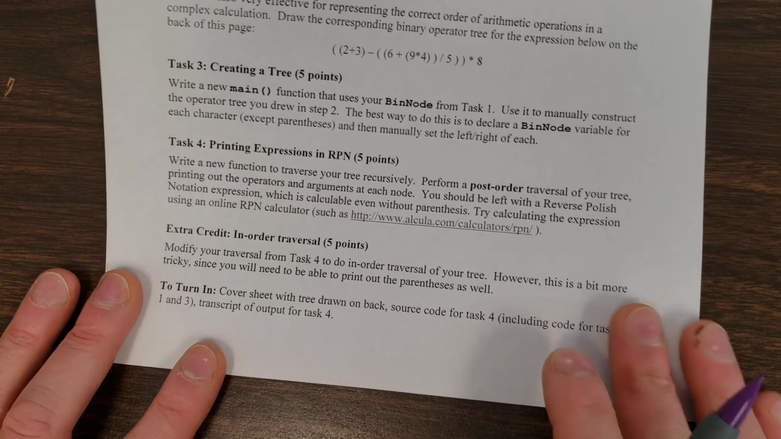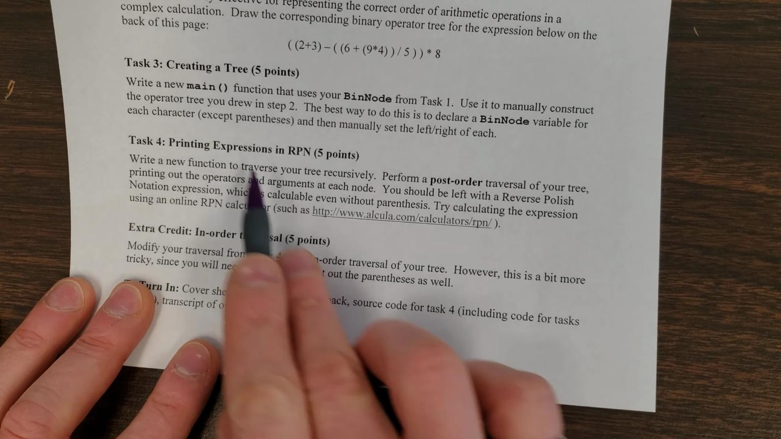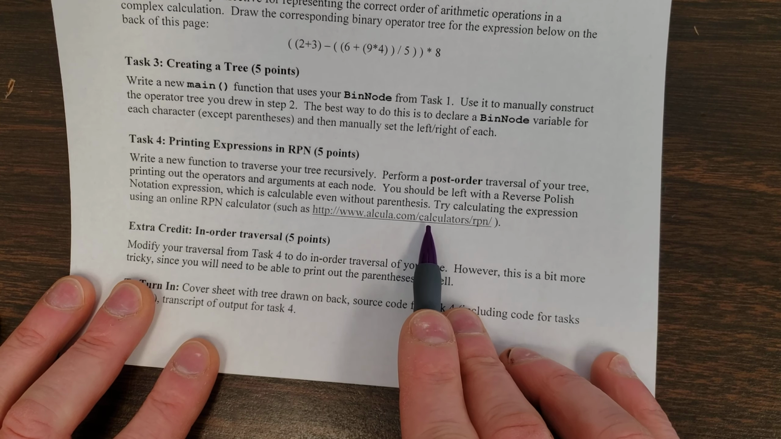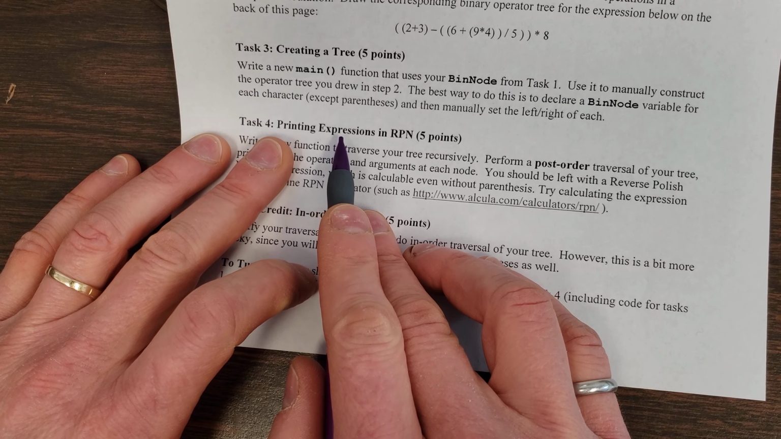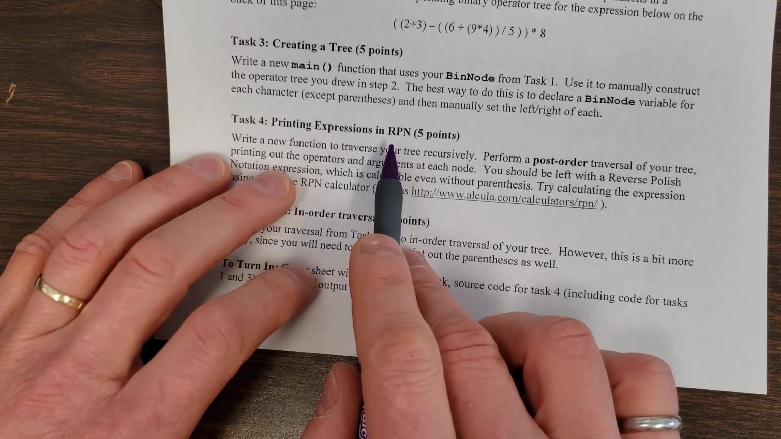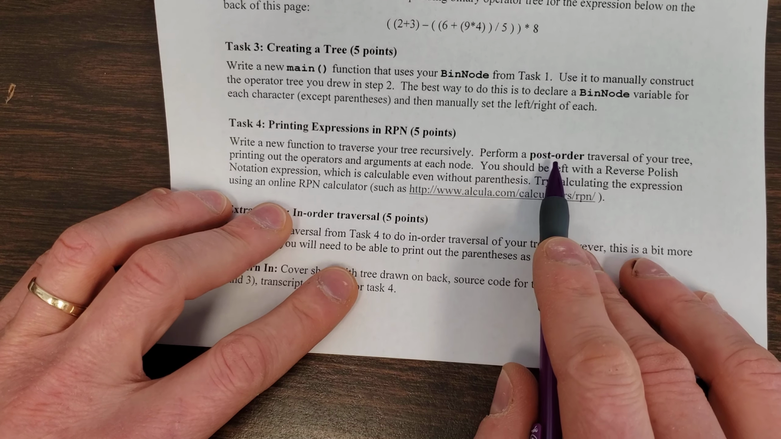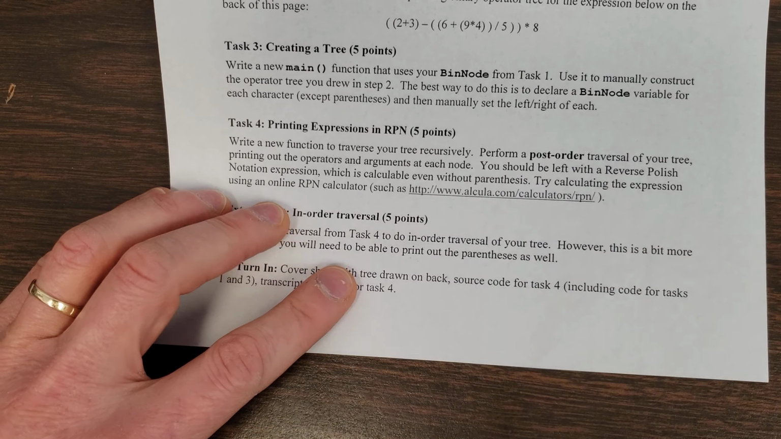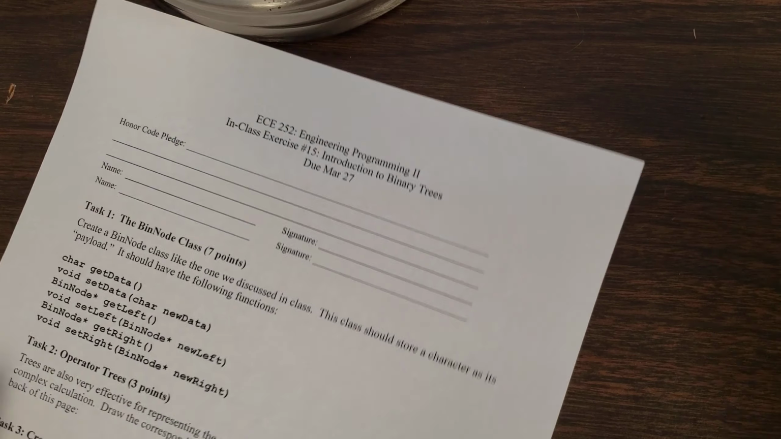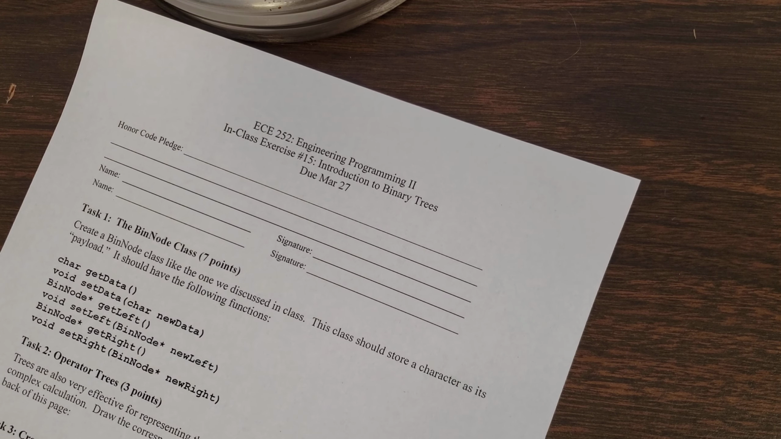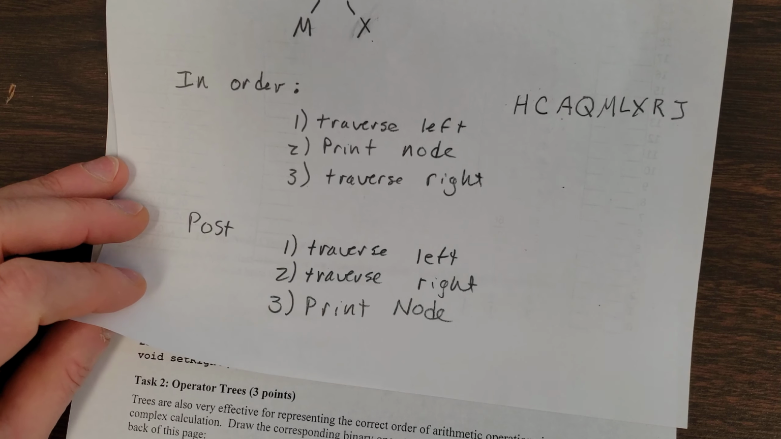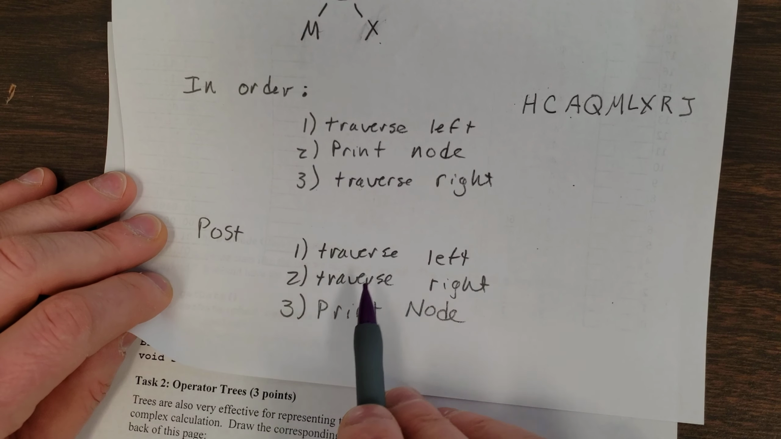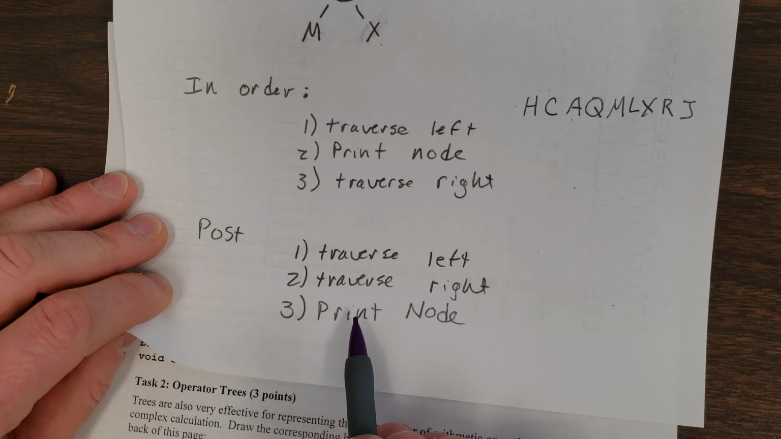And if you want to try out reverse Polish notation, there is an online calculator here that you can use. Then, for printing expressions in reverse Polish notation, that's going to be a part of the assignment where you do a post-order traversal. Remember that the procedure for post-order traversal is we traverse the left, we traverse the right, and then we print the node.